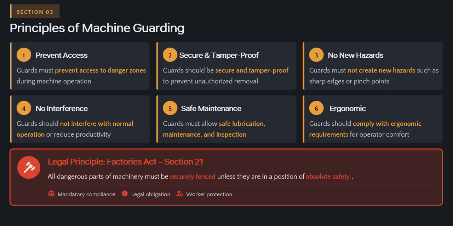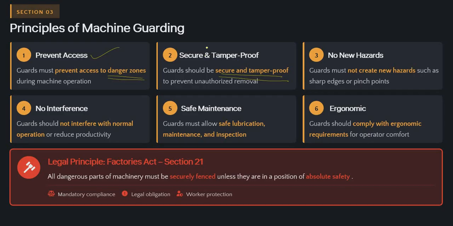Now coming to the principles of machine guarding. What are the key principles of machine guarding? There are six in total. One is prevent access. We should not enter any kind of danger zones. That is the main principle of machine guarding. And second is secure and tamper proof. The guard should be secure and tamper proof. It should not be bypassed, or removed without authorization.